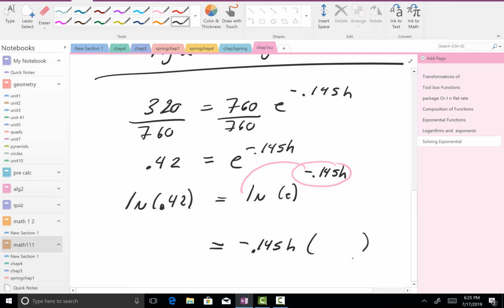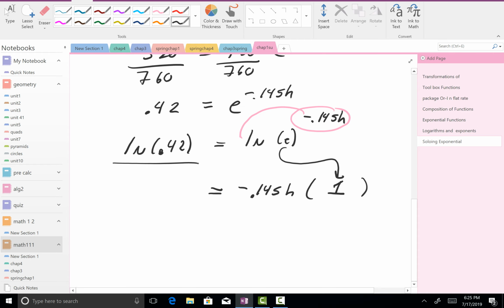Do you put it in the front always, or just when you're doing this? It always goes in front because that's our properties. That was one of our properties of logarithms, right? So it was that third one. So if you have a power, that power always pops out in front. Okay. And the natural log of e is just going to be 1, okay? So this is just 1.